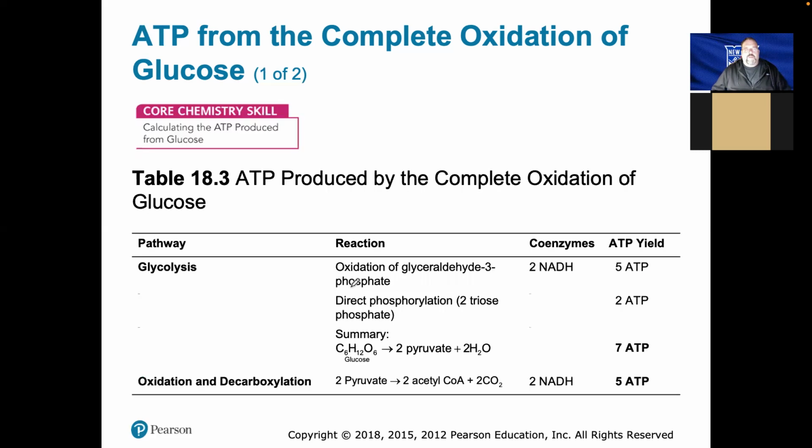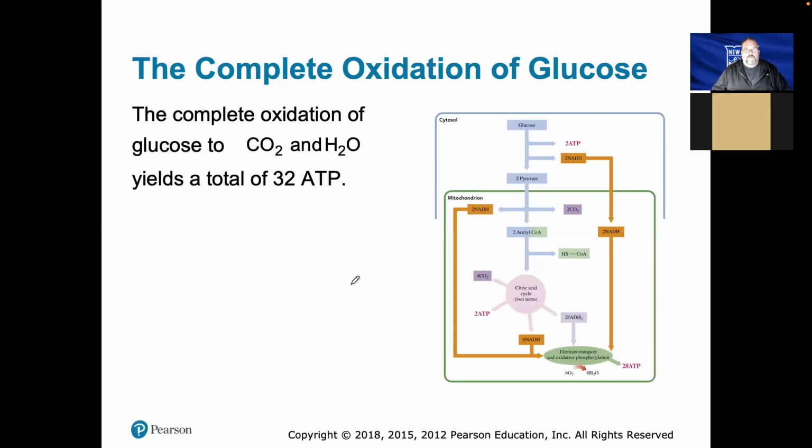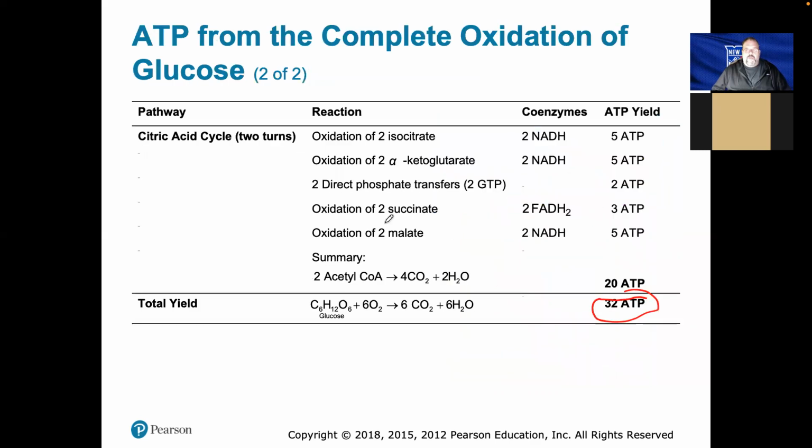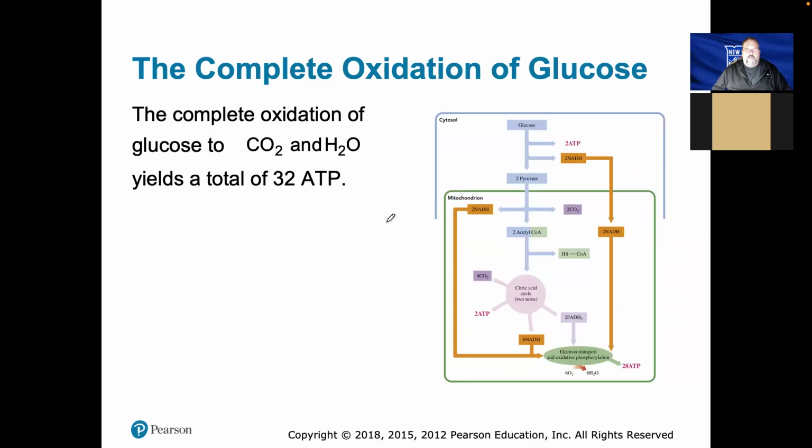This table here is probably something that I would remember. So the complete oxidation of glucose to carbon dioxide and water yields a total of 32 ATP. And this slide here gives you a little bit about where, I don't particularly love this picture. I like this breakdown of this table a lot better.